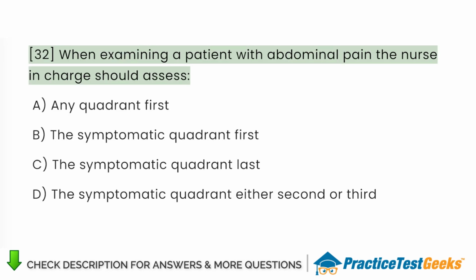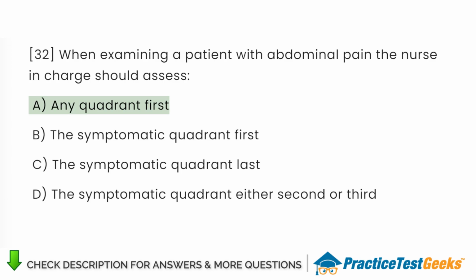When examining a patient with abdominal pain, the nurse in charge should assess: A. Any quadrant first. B. The symptomatic quadrant first. C. The symptomatic quadrant last. D. The symptomatic quadrant either second or third.